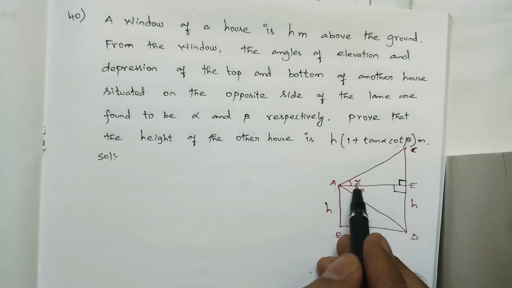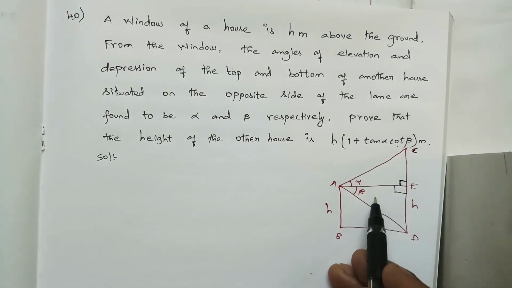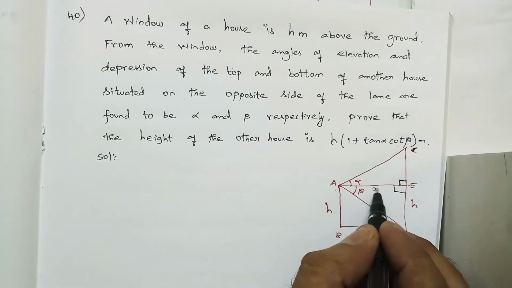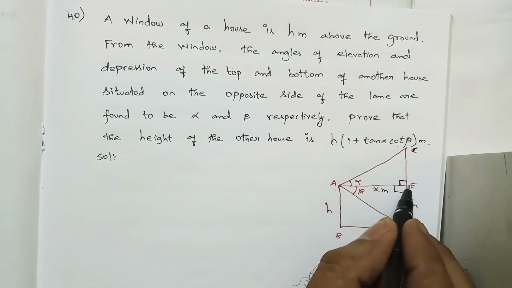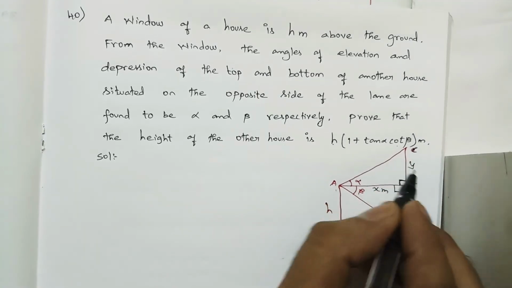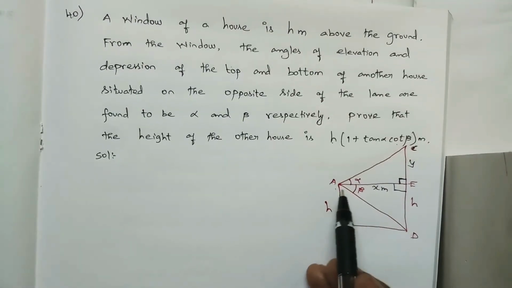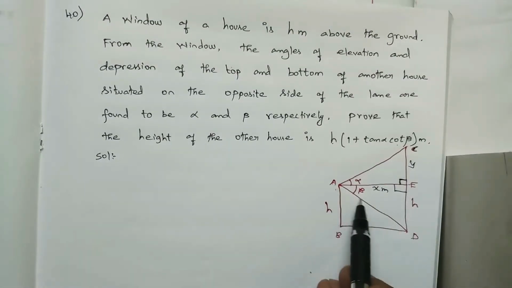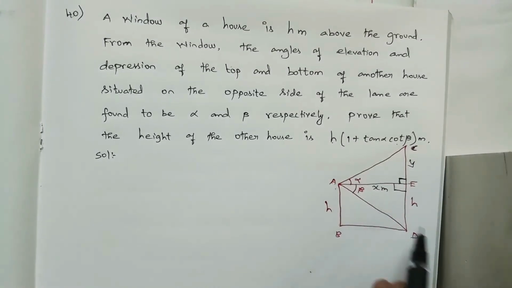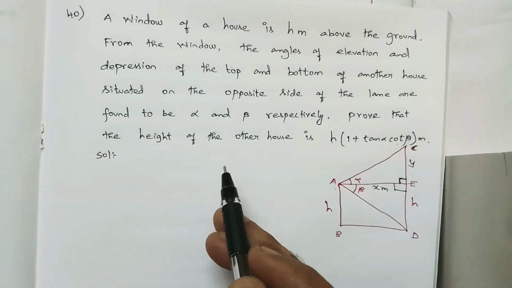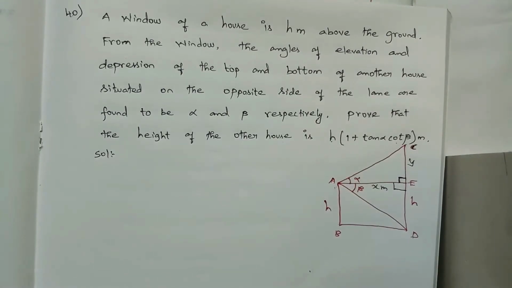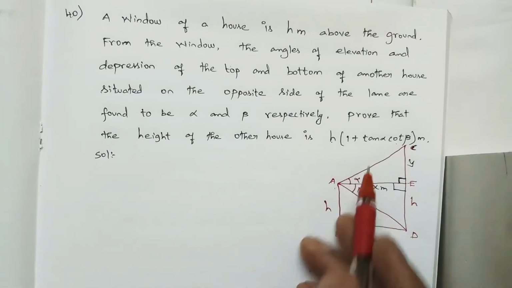For the acute angle alpha, we need the opposite side and adjacent side. I'm assuming the adjacent side AE is x meter, and the opposite side is y meter. For the second right angle triangle AED, the opposite side is H meter and the adjacent side is x meter. Now we know all those things. Using the trigonometric ratios on the two right angle triangles, we can simplify and directly get the proof.